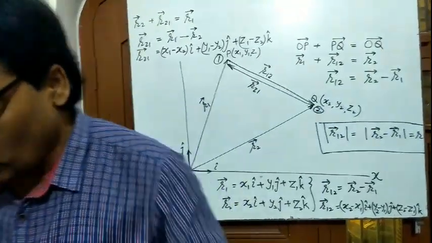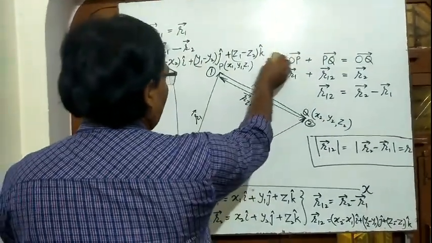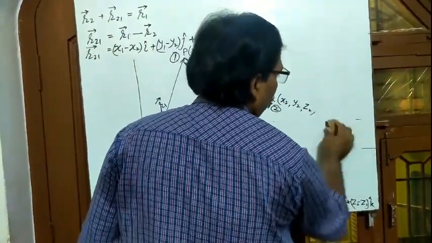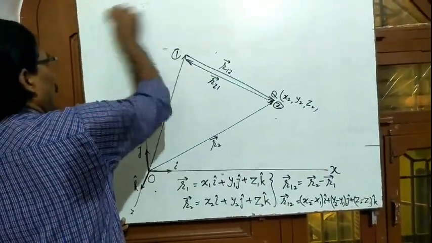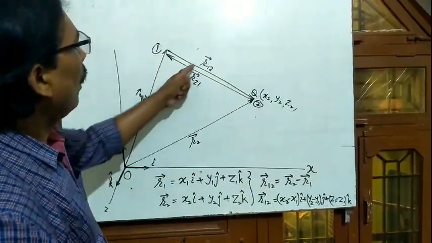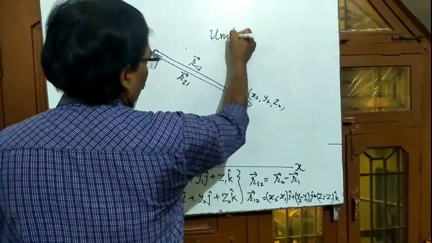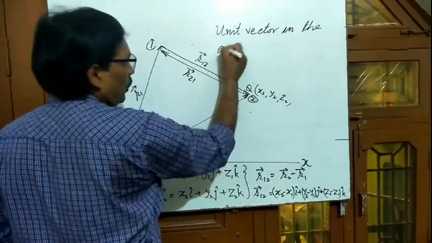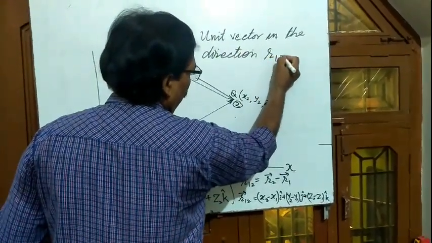And also you have calculated the unit vector. Suppose we want to find the unit vector in the direction of vector r12.